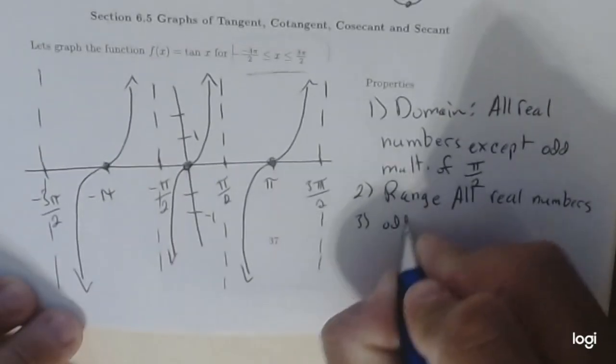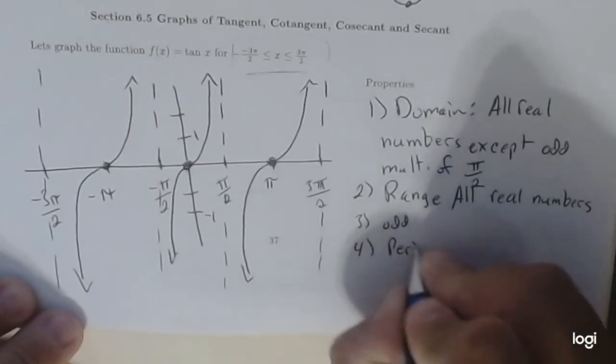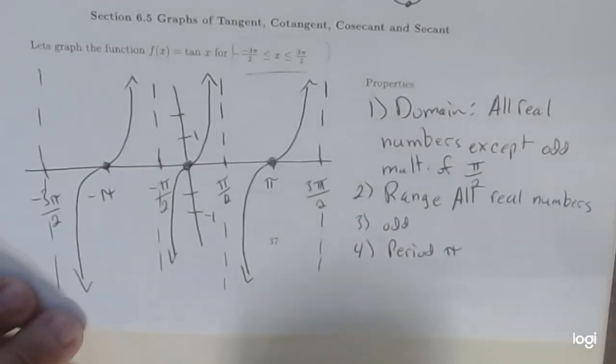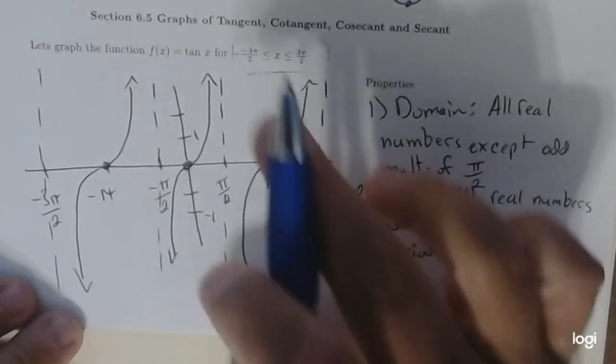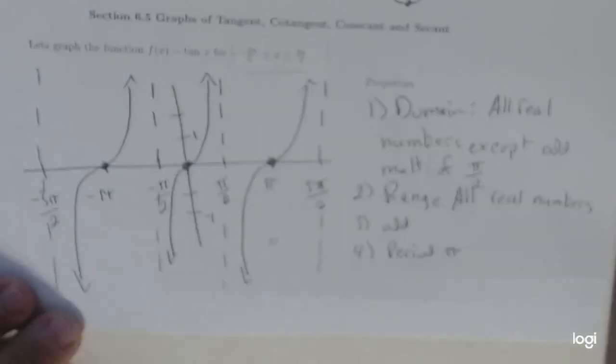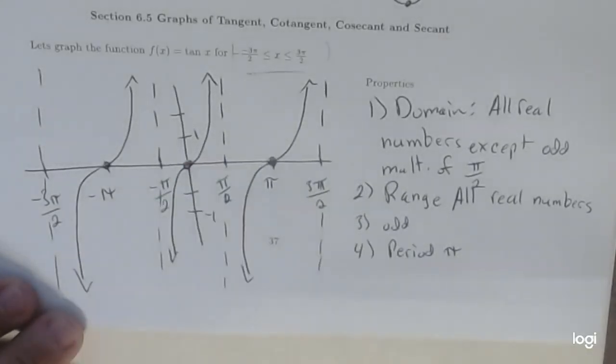Number 3, this is an odd function. And 4, the period is pi, because it goes one whole revolution. This is half a circle, this is another half a circle. Put them together, you get a whole circle. So it's literally just pi. From here to here is just a pi. From here to here is just a difference of pi.